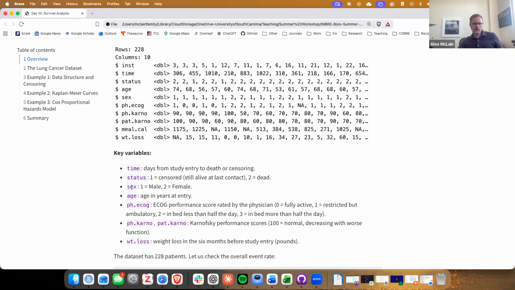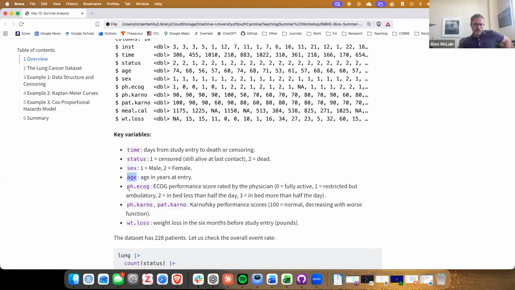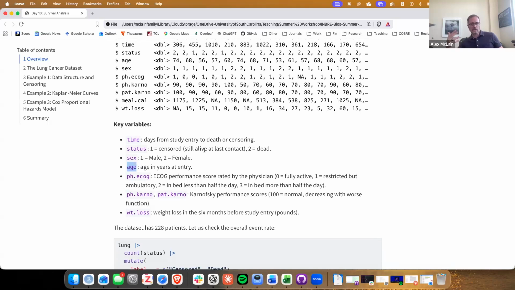Some other variables. Sex, of course, male, female. Age, in years at entry. ECOG performance score, rated by the physician. This variable is 0 if the person was fully active, 1 if they were restricted but ambulatory, 2 if they were in bed less than half the day, 3 if they were in bed more than half the day. So it's a categorical variable, just some basic information about the health of the patient at the beginning of the study. So it kind of gives us some indication of what this person's health was when they started.